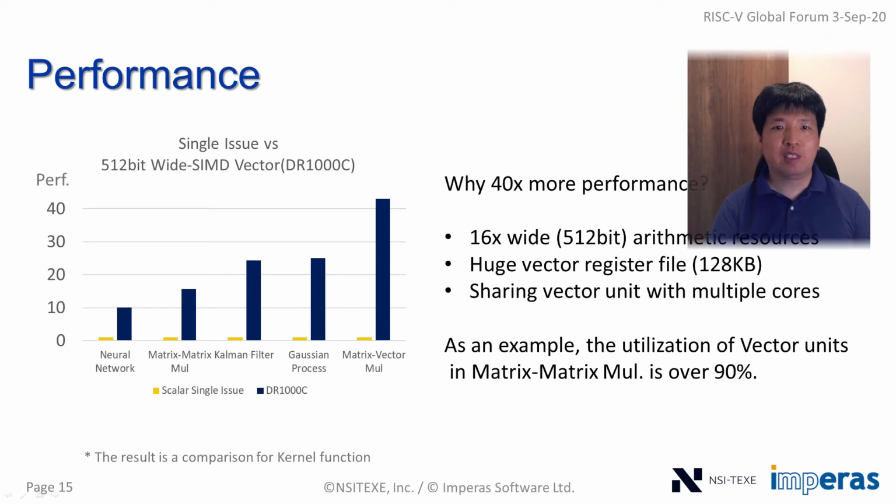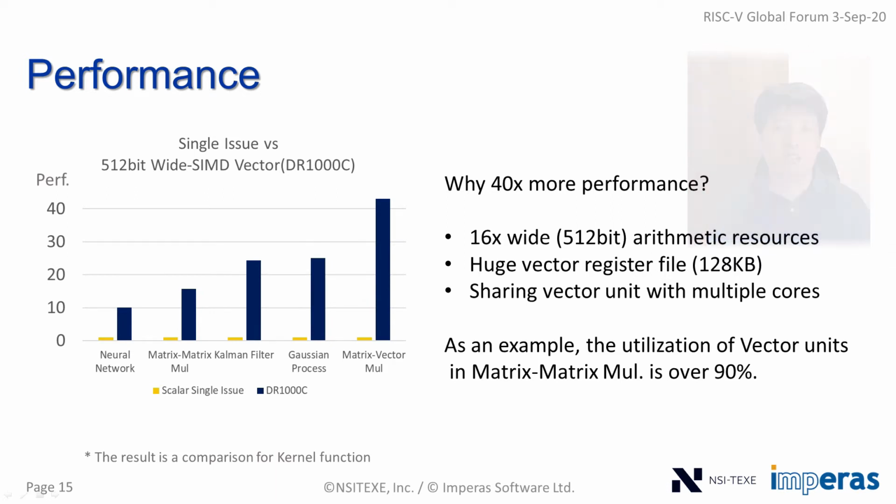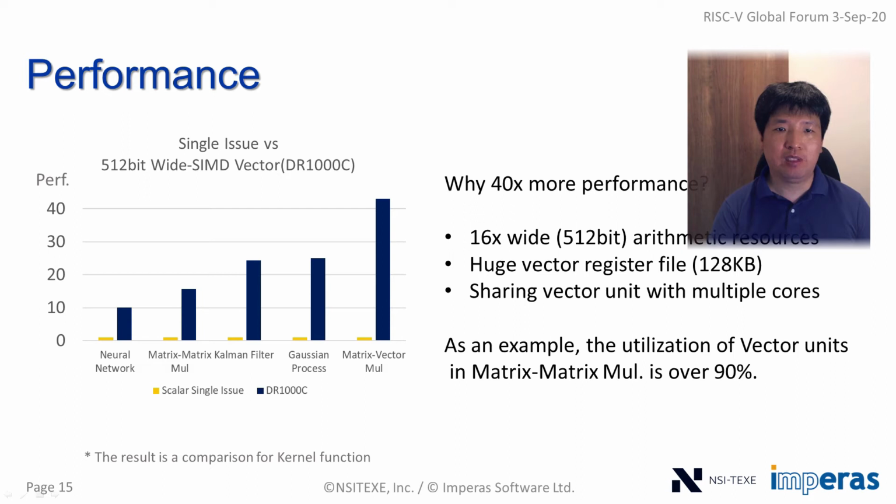Here is a DR1000 performance comparison graph when compared to a typical single-issue scalar core. Regarding arithmetic resources, DFP has only 16 times more resources than scalar cores. It means 512 bit. But due to the large amount of register files and shared vector resource mechanisms, DFP performance can exceed 6 times higher than scalar cores.